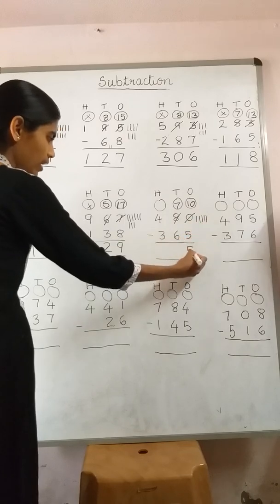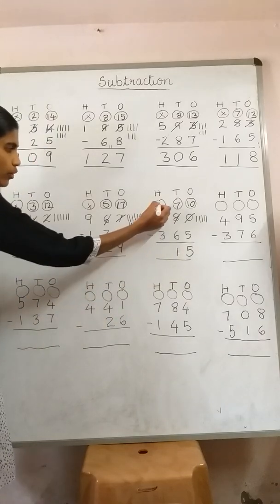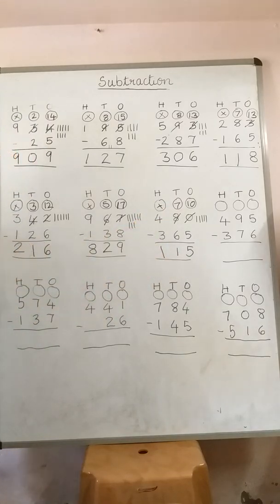How many? 5 lines. Coming to the tens place, 7 minus 6, 1. And 4 minus 3 is 1. So you get 115. Moving to the next one.